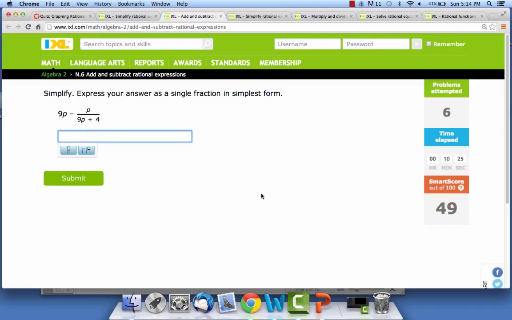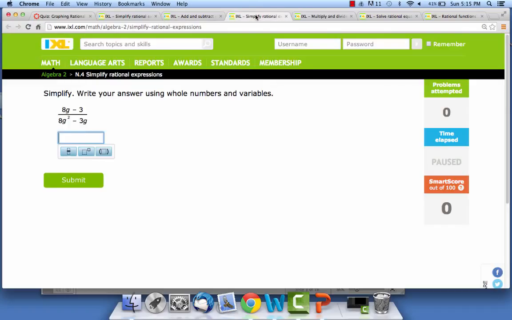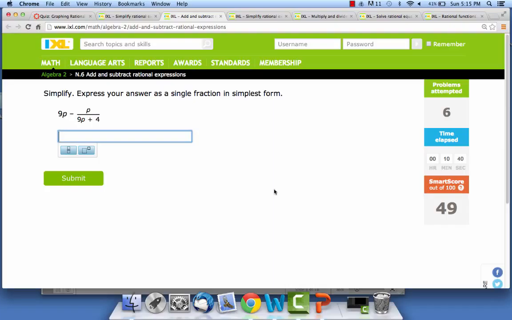Okay, let's look at this one, and then I'm going to go to this one. This was the Algebra 1 version. This will be the Algebra 2 version. That'll be better. And then I'm going to take a break and try to make my throat stop hurting.